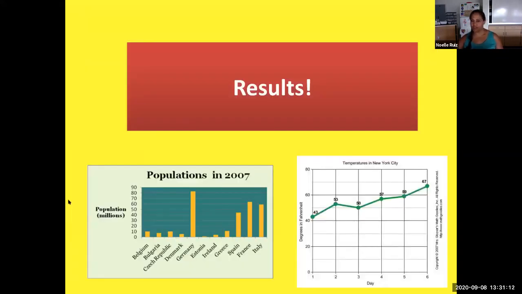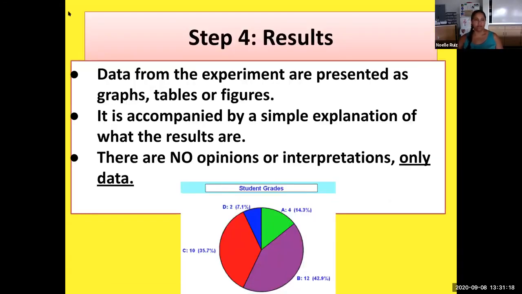All right, results. This is where we generate some graphs. So step 4 is results. We had step 1, observation, step 2, hypothesis, step 3, experiment, step 4 is results. Data from the experiment are presented as graphs or tables or figures, and it's accompanied by a simple explanation of what the results are. There's no opinions or interpretations, just data.